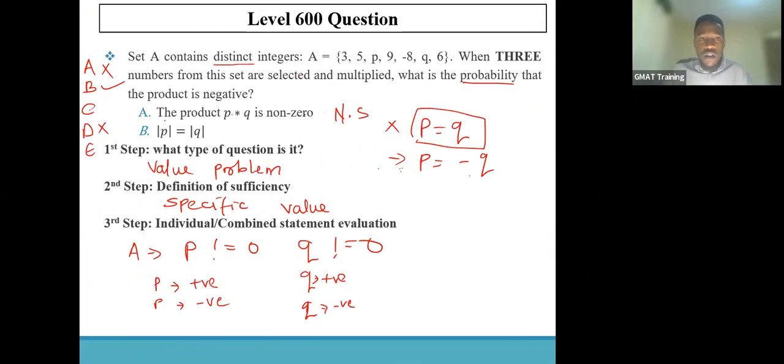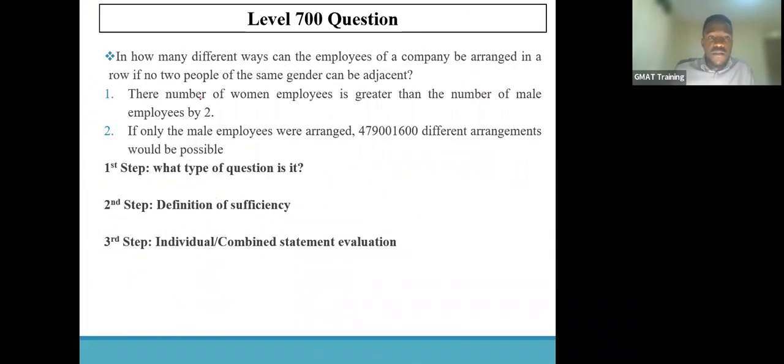On the next question, which is the final question, it states: in how many different ways can the employees of a company be arranged in a row if no two people of the same gender can be adjacent? Remember that in the first question, we wanted to have the vowels together. In this case, we don't want people of the same gender to be adjacent.